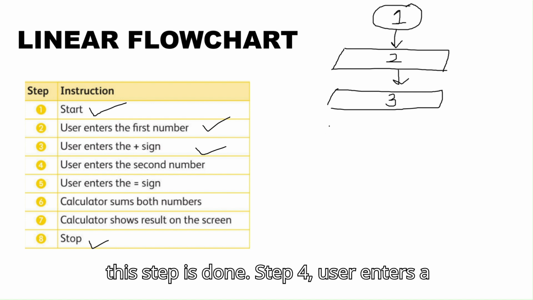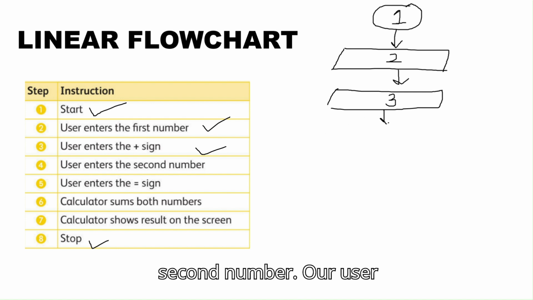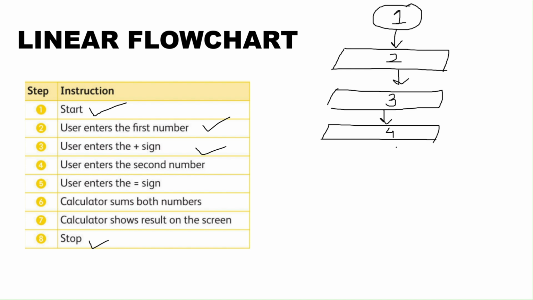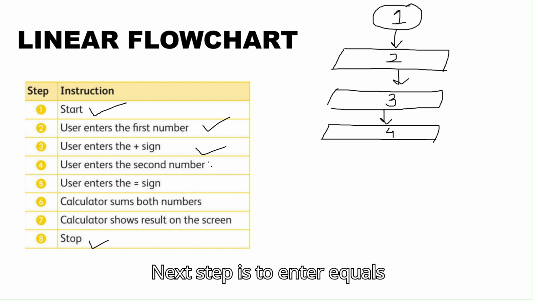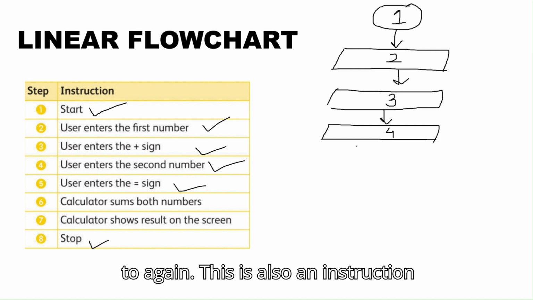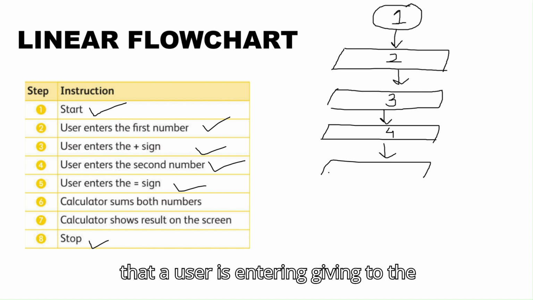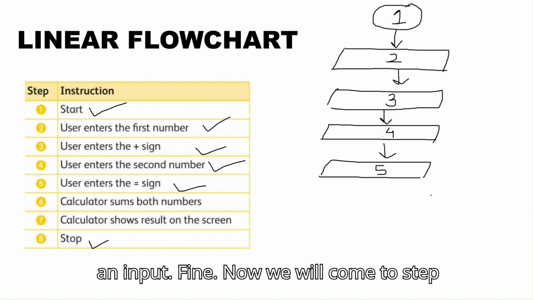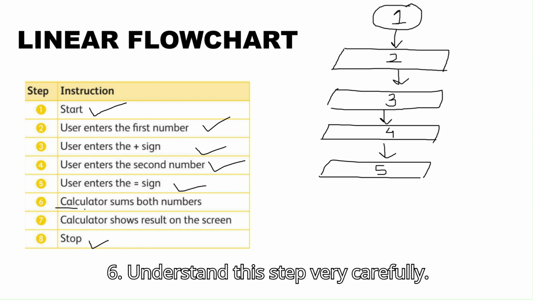Step 4, user enters a second number. अब हमारा फिर से यूजर एक नंबर एंटर कर रहा है, ये भी हमारा इनपुट है, तो इसके लिए भी हम पैरेललोग्राम शो करेंगे, as you can see. Next step is to enter equals to. Again, this is also an instruction that a user is giving to the calculator. This is also an input. Fine. Now we'll come to step 6.